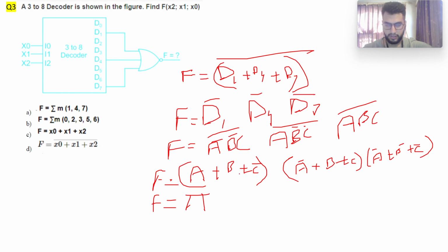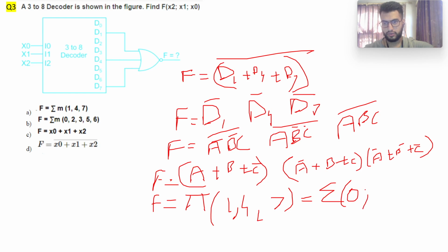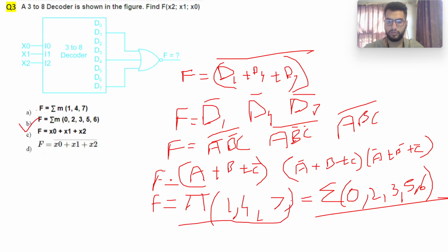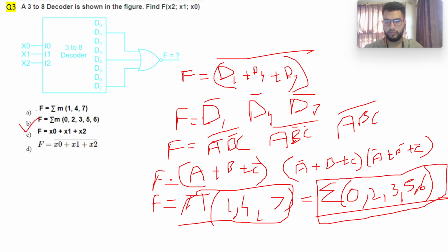So this is what it is. This will be 0, this will be 1, this will be 4, and this will be 7, and in min terms it will be 0 2 3 5 and 6. So option B is your right answer. If it was product of max terms 147, it would be right. So 147 would be product of max terms, 0 2 3 5 6 will be sum of products. So option B is your right answer.